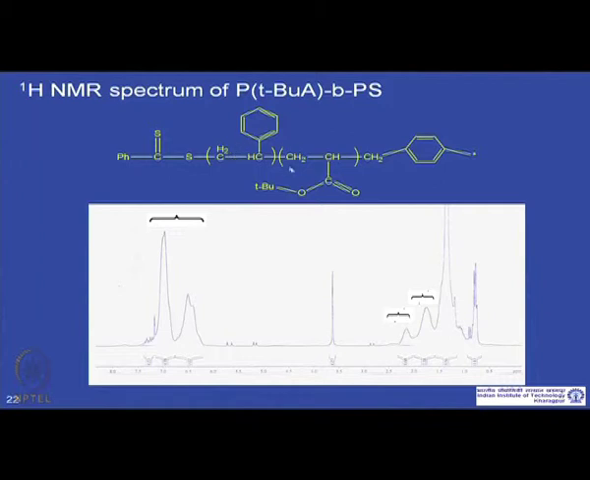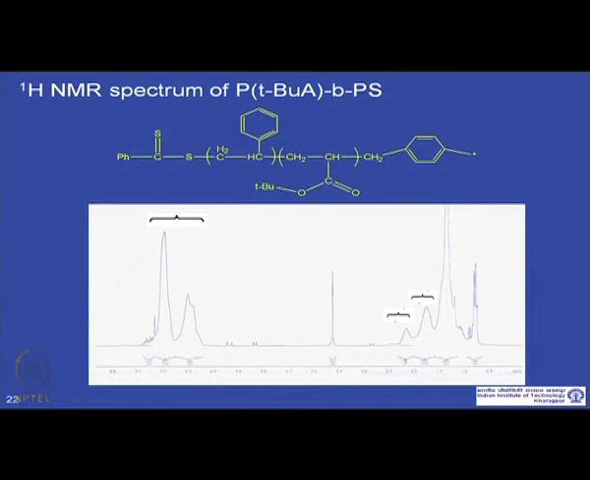You already know the molecular weight of the tertiary butyl acrylate block, so obviously now you can find out the molecular weight of the styrene block as well. So this is an example where we showed that using proton NMR you can get the molecular weight, and obviously you need an end group or a specific peak. Here it was a styrenic peak which was available for determination.